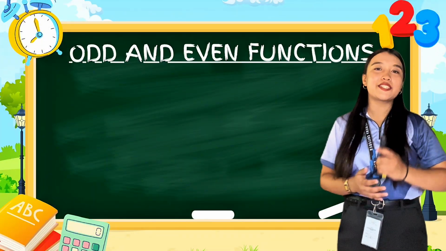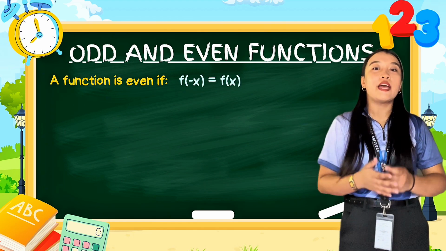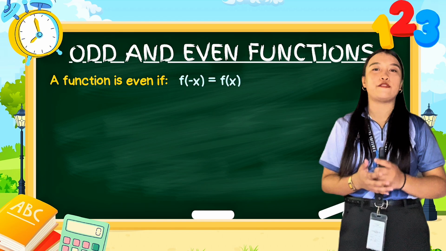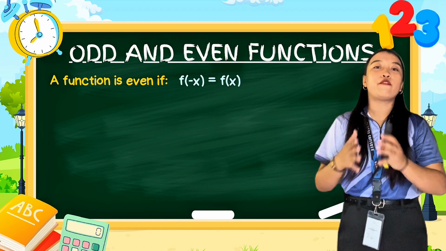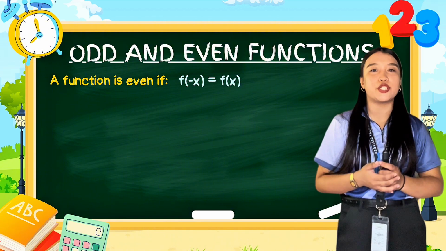Okay, now, let's talk about the odd and even functions. So a function is even if f of negative x equals f of x. This means that if we replace x with negative x, it gives the same output as the original function.